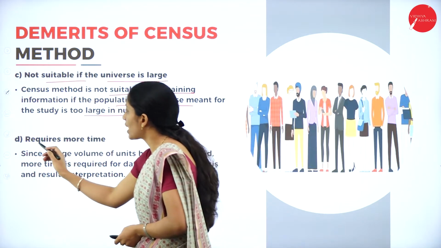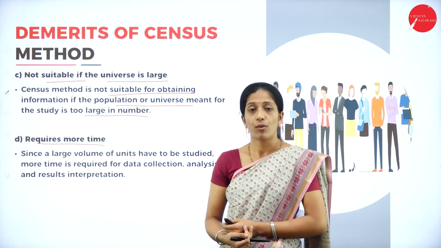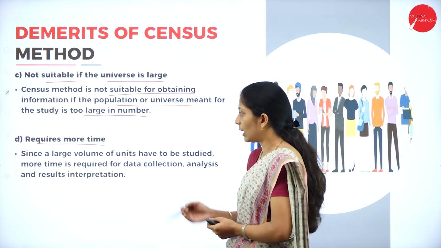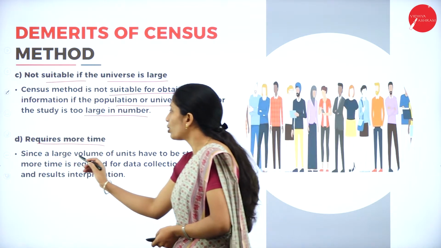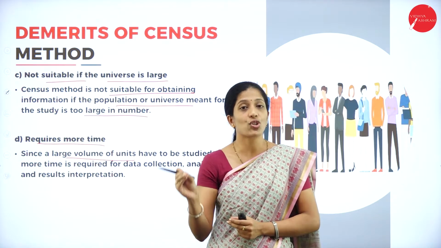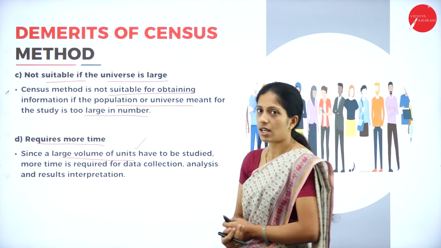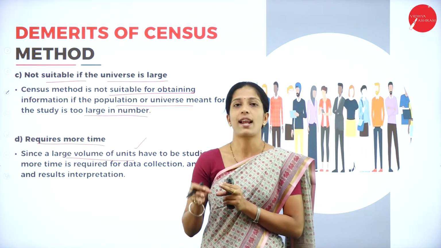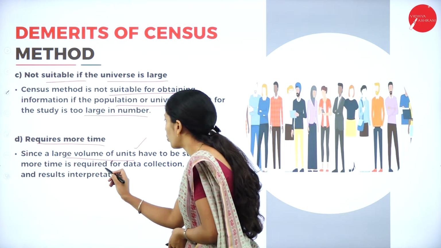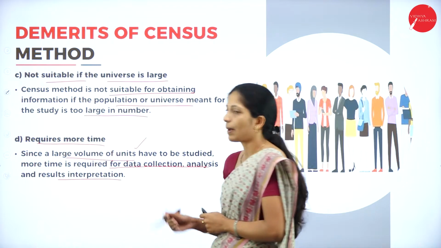Next one is, requires more time. Of course, under this type of method it requires more time. In order to collect the information, more time is required, since a large volume of units, because they want to meet each and every individual in that population, which is called units, have to be studied. So each and every individual has to be studied under the census method. So more time is required for data collection, analysis and results interpretation.